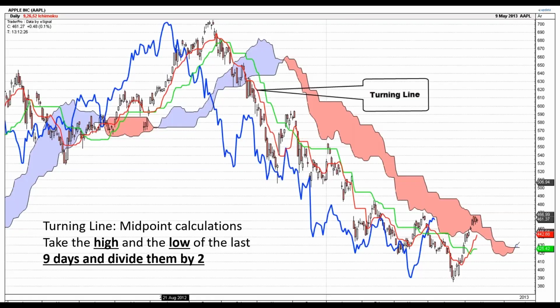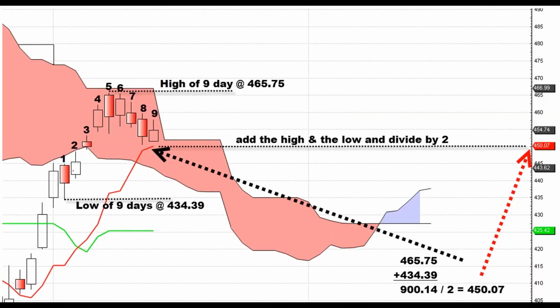All right, now you should be looking at a bright white chart that says turning line, midpoint calculation: take the high and the low of the last 9 days and divide them by 2. This is how you calculate this thing. You're going to take the price action, count back 9 bars, and find the low, which is 434.39. Then find the high, 465.75. You're going to add those two together and divide that by 2.